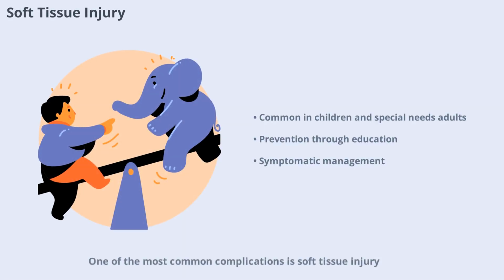One of the most common complications is soft tissue injury, particularly self-inflicted trauma to the lips and cheeks. This is especially prevalent in children, as well as mentally or physically challenged adults. After anesthesia, numbness can lead patients to accidentally bite their lips or tongue without realizing it.